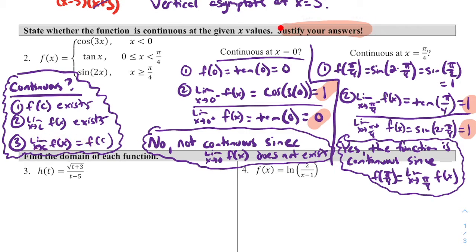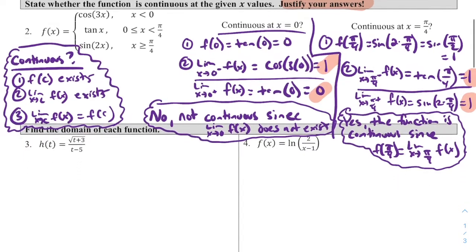If I'm going to justify my answer and really show that it's continuous, you should be showing the work for each of those 3 parts. And so that's what I would expect to see, certainly on the test coming up for this.